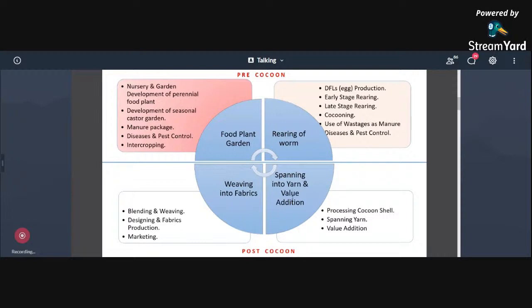Spinning, this activity includes processing cocoon cells, spinning yarn, value addition, and weaving into fabrics. It also involves blending and weaving, designing and fabric production, marketing. So these are the activities in the post-cocoon sector, and in these activities, mechanization is there. There are large spinning factories and weaving factories. Even then, agriculture provides employment opportunity to the rural and semi-urban areas.